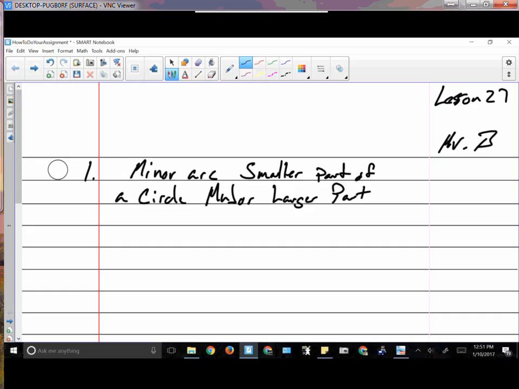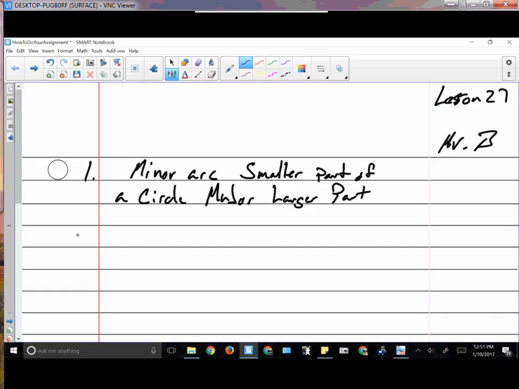Okay. And that's fine if that's what it is. But what they're trying to talk about here is that's the definition. Do you understand which one it is? Minor arc is the smaller part of a circle, major is the larger. Your understanding and the exact answers are two different things. I'm looking for the understanding so that you know what they are. Anybody can go and parrot back what a definition is. Do you know what it means?